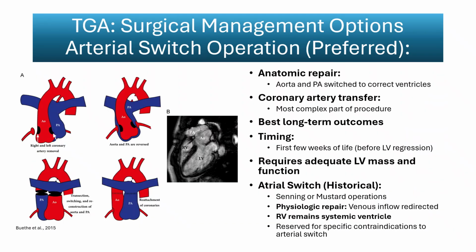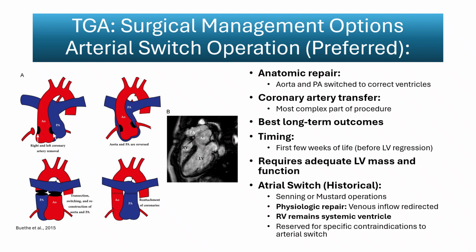The definitive operation for transposition is the arterial switch procedure. In this repair, the aorta and pulmonary artery are resected and reattached to their appropriate ventricles, restoring normal series circulation. The most technically demanding step is transferring the coronary arteries to the neo-aorta, as malposition or injury can compromise myocardial perfusion. When performed in the first weeks of life, before the left ventricle regresses from pumping only to the low-resistance pulmonary circuit, this operation offers excellent survival and long-term functional outcomes.